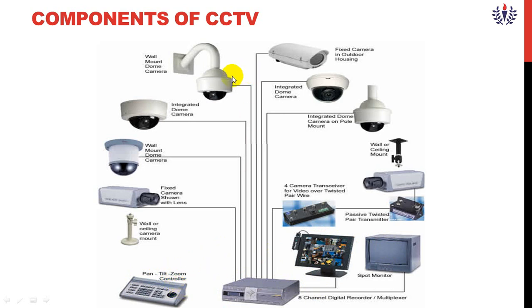These are the different types of CCTV cameras available. You can see here a wall mounted dome camera, which can rotate 360 degrees. These are dome cameras fixed in the CCTV, 360 degrees, and this fixed camera is fixed only for a particular location. It is viewed only from the particular viewpoint we are focusing on here. They also use a transmitter pair. These are the fixed cameras showing the lenses.